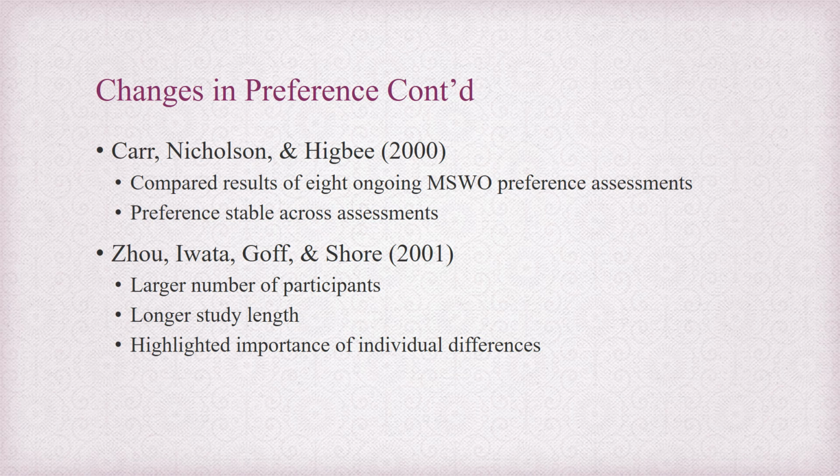One issue with the Mason et al. and Carr et al. studies is that they both have a small pool of participants. Thus, Zhao, Iwata, Goff, and Shore assessed the changes in preference with 22 adults with ASD.